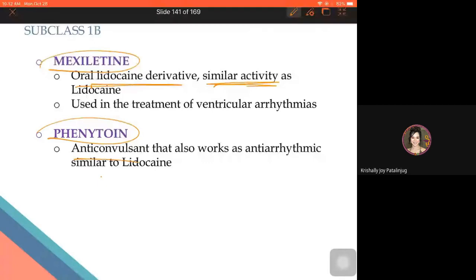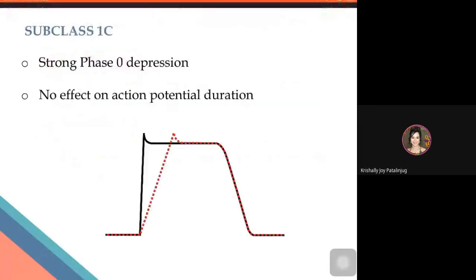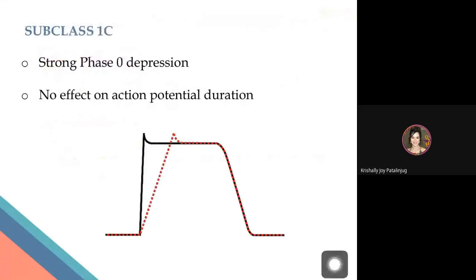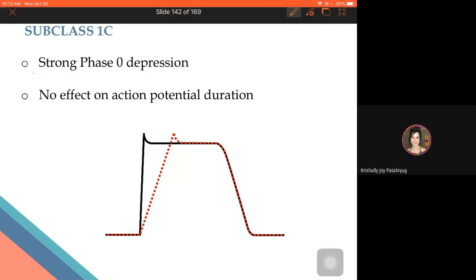And then finally, we have subclass 1C. We are done with class 1A, moderate, and class 1B, weak sodium channel blockers. So let us proceed now to class 1C. Generally, these are the strong sodium channel blockers. As you can see on the figure, the solid black line is without drug.